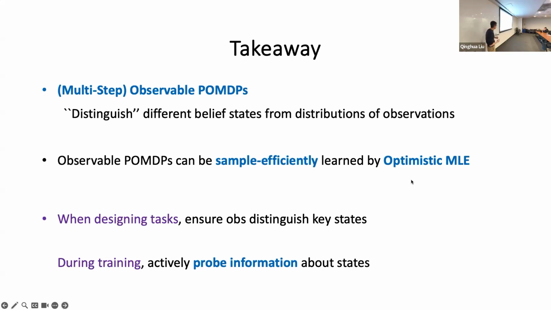Some inspiration from these results is that, when designing our partially observable tasks, we should try to make our observations as informative as possible. We want to ensure our observations are sufficiently informative to distinguish between different important states. In addition, during training, we want to actively probe information about the underlying hidden states. We do not want to just blindly maximize reward. We want to gather information which is useful for learning some decoder function.